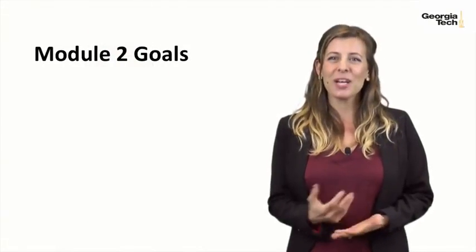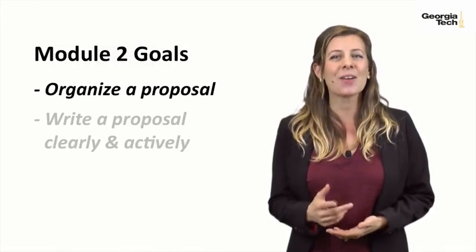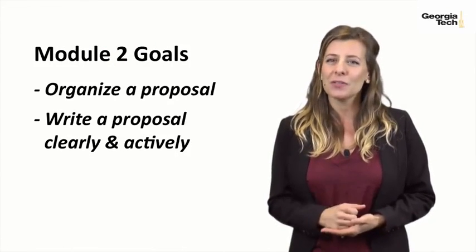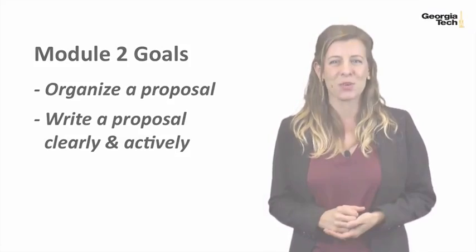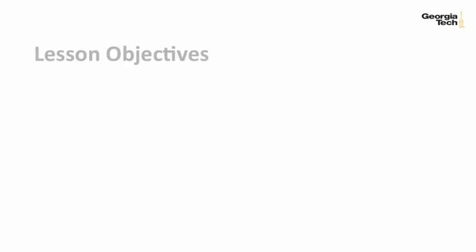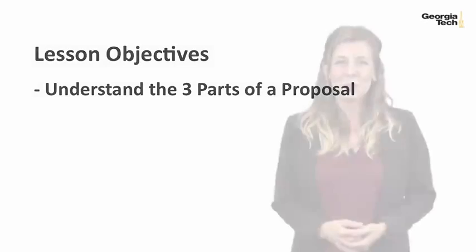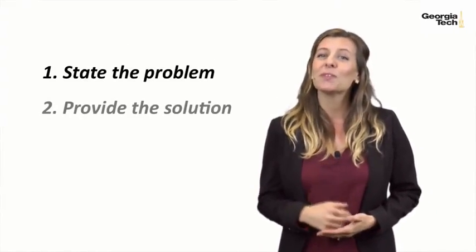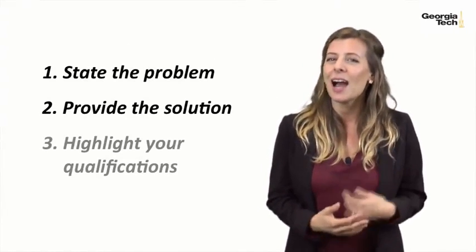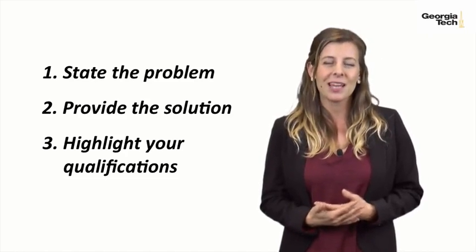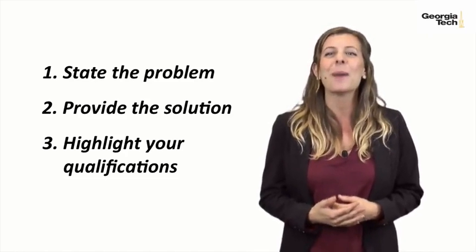In this module, we'll look at how to organize a proposal and how to write it clearly and actively so that the reader knows that you, your service, or your ideas are the best choice. What we'll focus on this lesson are the three essential parts of every proposal. Number one, state the problem. Number two, provide the solution. And number three, highlight your qualifications. Let's look at each of those parts to see how you can develop proposals and get positive results.